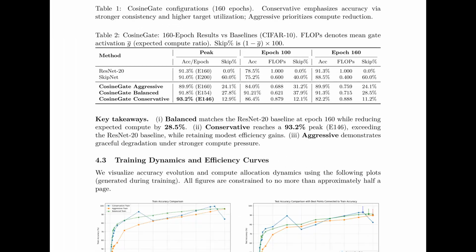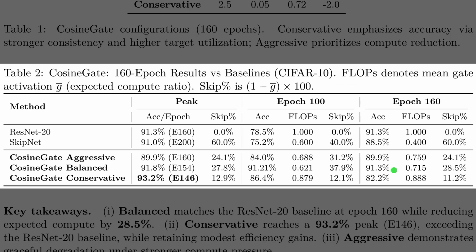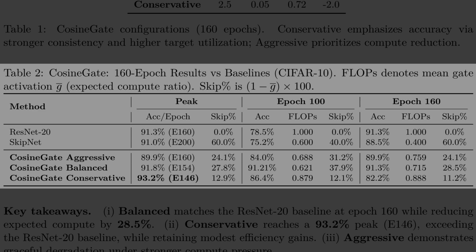Table 2 turns that geometric skip signal into concrete accuracy versus compute trade-offs on CIFAR-10. This table summarizes the full comparison, with baselines on top and CosineGate variants below. The ResNet-20 row anchors the no-skipping case, so the FLOPs ratio stays at 1. The balanced CosineGate setting matches the ResNet-20 accuracy at epoch 160 while using a smaller FLOPs ratio, which implies a sizable skip rate.